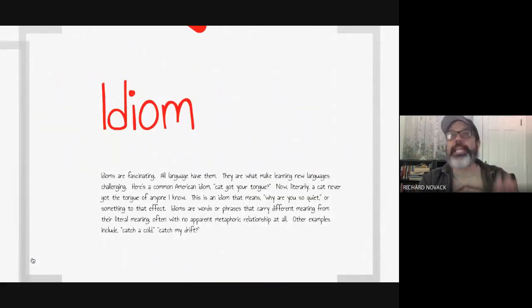Idiom, oh, all language is idiomatic. Idioms are these little packets of expressions that convey meaning that literally have nothing to do with what they mean. So for example, catch a cold. I'm literally catching nothing when I catch a cold. Instead, I am becoming ill with a virus or a disease, right?